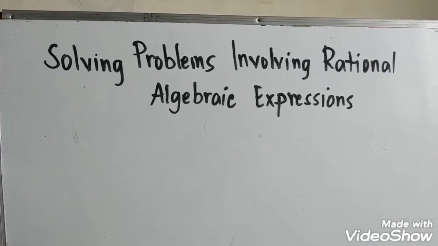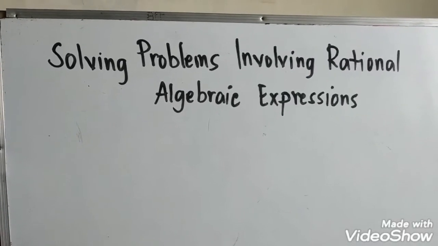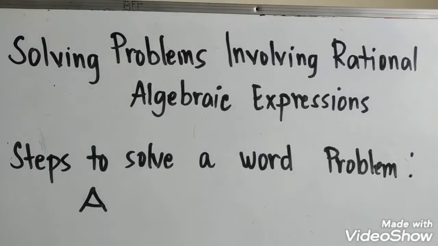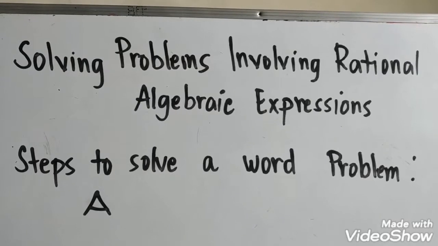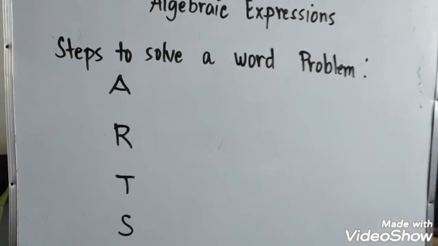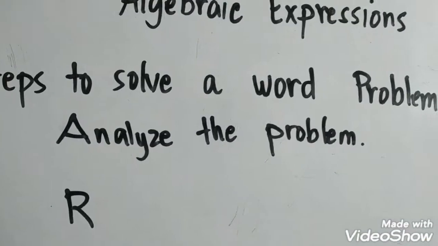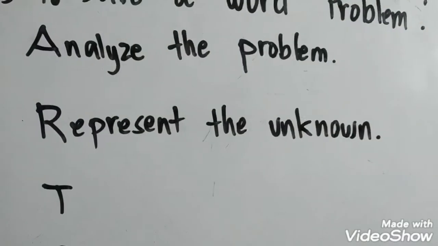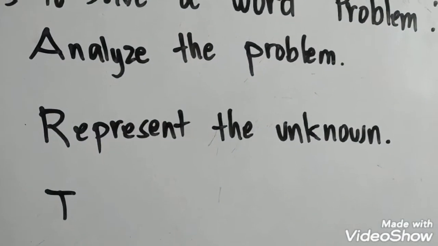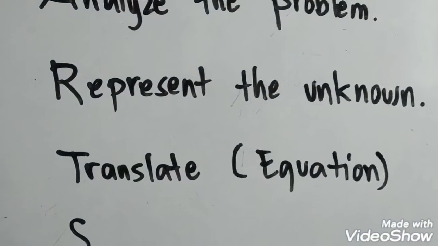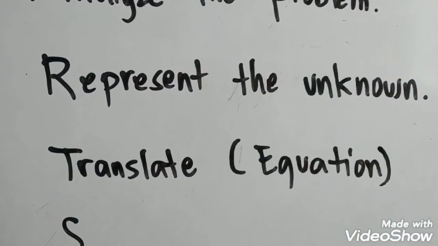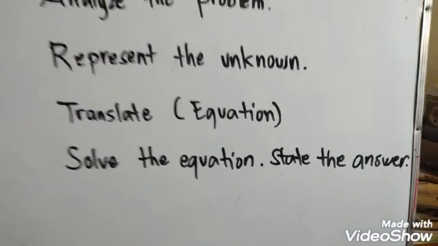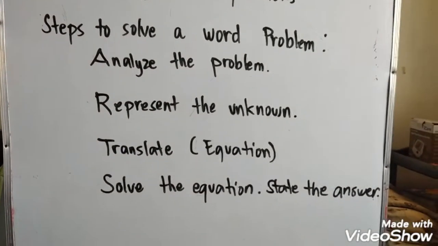Hello everyone. Today we are going to discuss solving problems involving rational expressions. So let us have a guide on how to solve a word problem. We have here the word ARTS. A stands for analyze the problem. R represents the unknown. T is translate, write the equation. And S, solve the equation, state the answer. So those are the steps on how to solve a word problem.